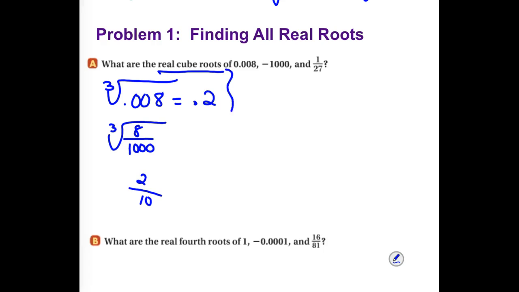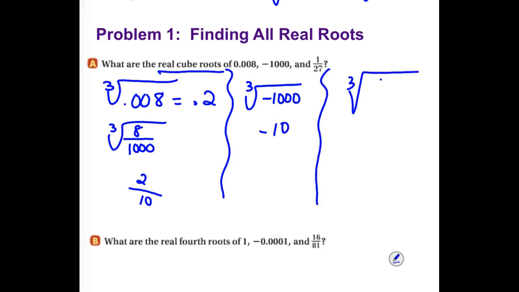Our second example, they're asking me to take the cube root of -1,000. We already said the cube root of 1,000 is, what did we have? 10. So the cube root of -1,000 would be -10. All right. And the cube root of 1/27. Again, split it up. The cube root of 1 is 1. The cube root of 27 is 3.